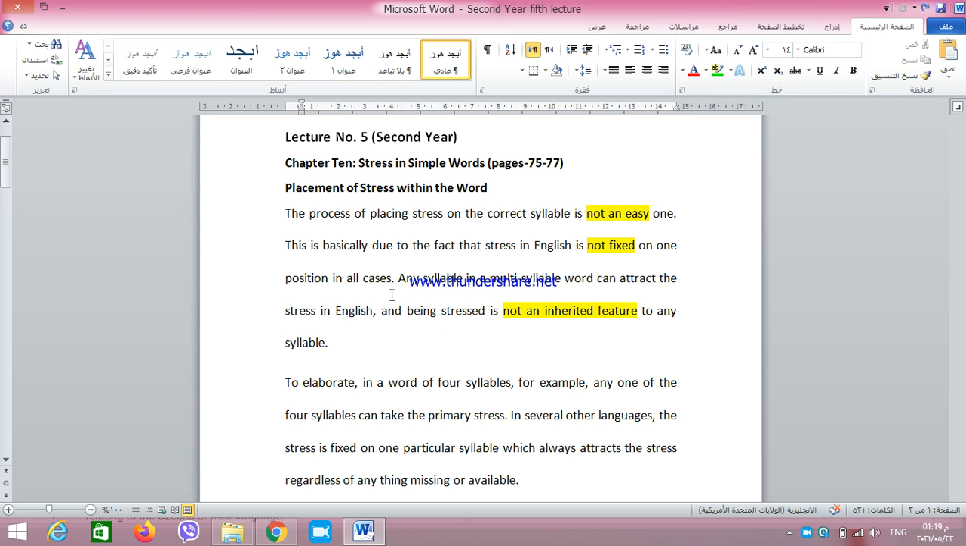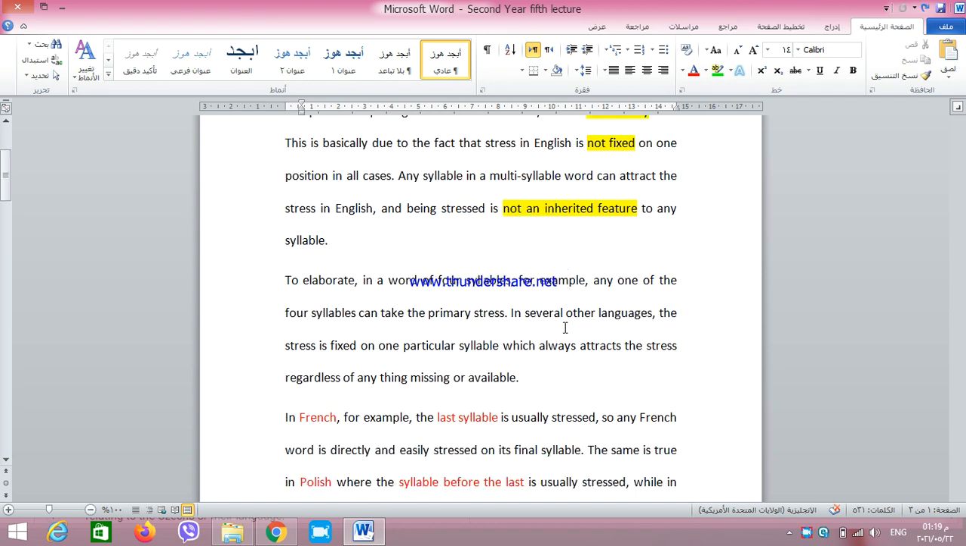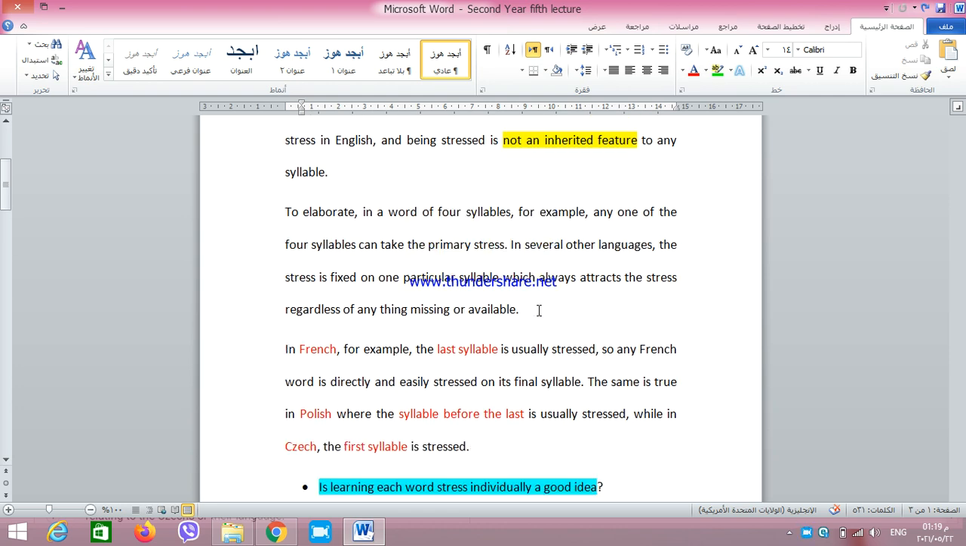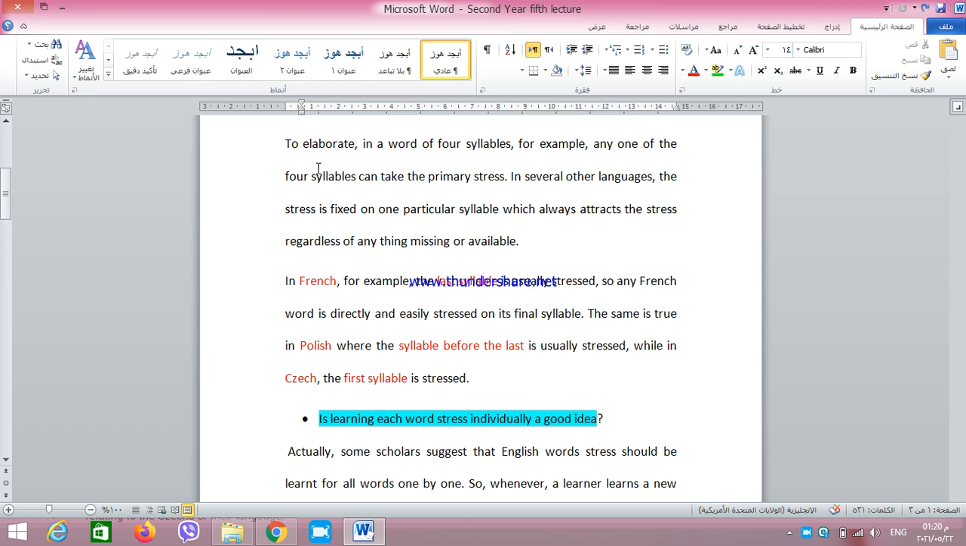So, for example, any syllable in a multi-syllable word, and a multi-syllable word means a word that has 3, 4, 5, 6 syllables, can attract the stress in English, and being stressed is not an inherited feature of any syllable. So it's not a fixed feature that the first syllable in a word is always stressed. No, or the second is always stressed. Any one of the syllables can be stressed. So there are rules, and I hope when I explain these rules, they will be helpful to you in assigning stress to the correct syllable in an English word. To explain, if we take a word of 4 syllables, for example, any of the 4 syllables can take the primary stress. It could be the first that is stressed, it could be the second, it could be the third, and it could be the fourth.